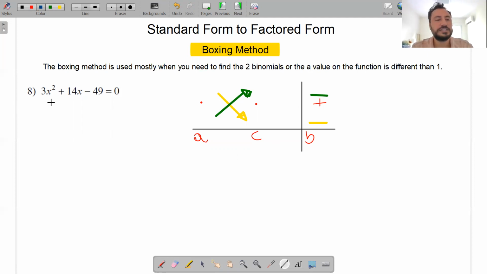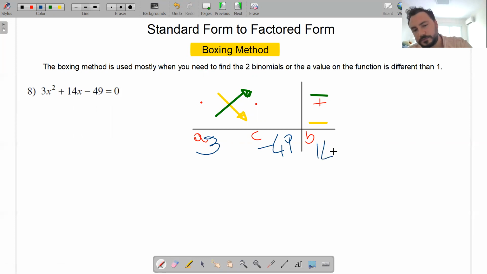Let's talk about this polynomial. We need to find the binomial of this one. So what's my value for a? 3. What's my value for c? -49. What's my value for b? 14. What are two numbers that multiply to each other give you 3? Since 3 is a prime number, there are only two numbers that will give you 3, that are 3 and 1.